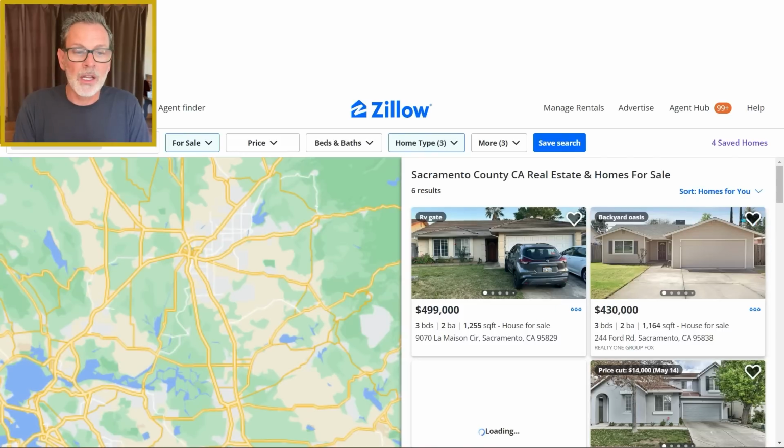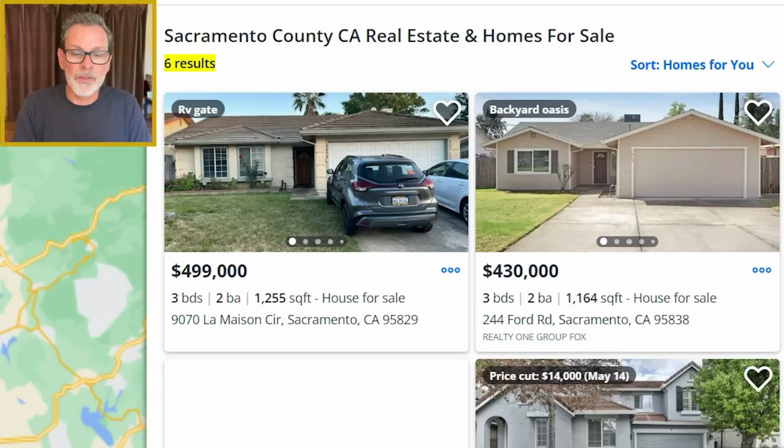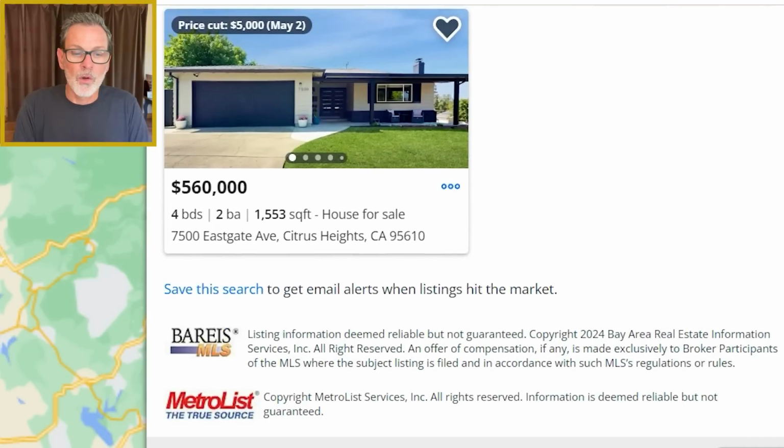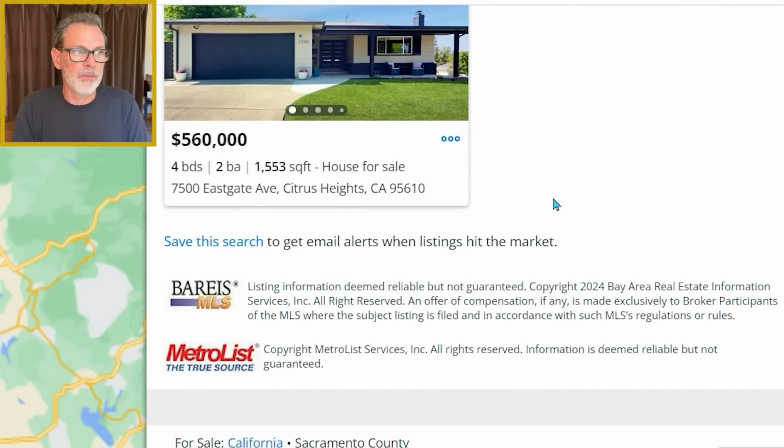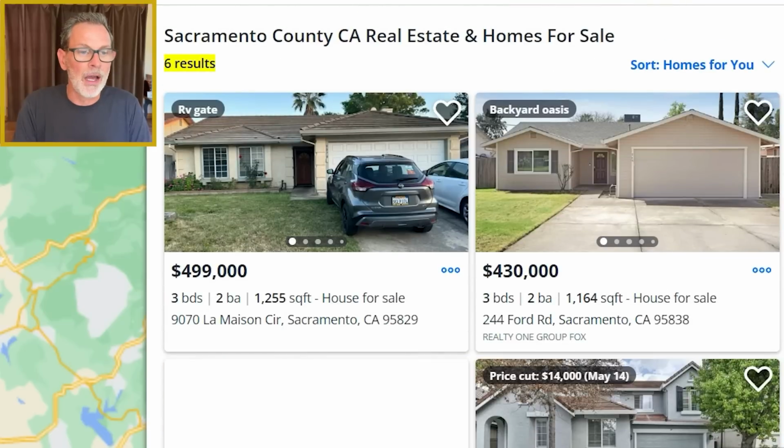So there is, how many houses for sale? There's 6 houses that have this potential for an assumable mortgage. And that's these 6 houses right here. So only 6 houses out of 1 million people that live in Sacramento County. Pretty wild to see that.